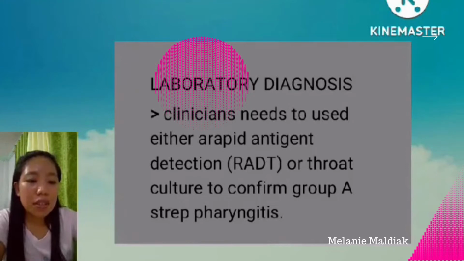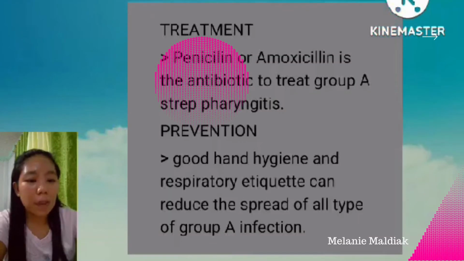Laboratory diagnosis. Clinicians need to use either a rapid antigen detection or throat culture to confirm group A strep pharyngitis. Throat culture is the gold standard diagnostic test. Treatment. Penicillin or amoxicillin is the antibiotic of choice to treat group A strep pharyngitis. Prevention is good hand hygiene and respiratory etiquette, which can reduce the spread of all types of group A infection.